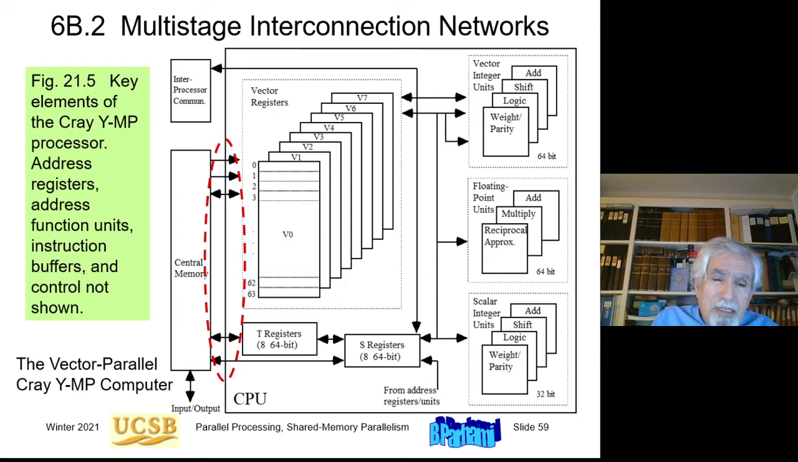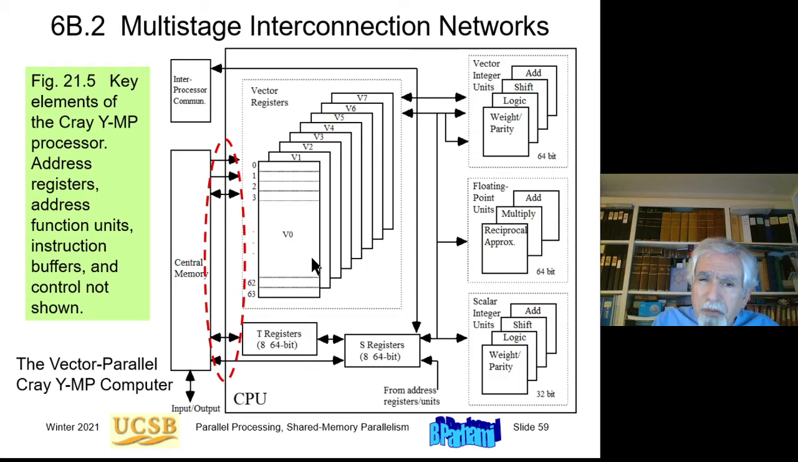Okay, one of the ways that we connect processors to memory modules is through multi-stage interconnection networks. And I'm going to show you an example of a multi-stage interconnection network first before discussing them in greater generality. So, one specific example. That specific example comes from the Cray YMP computer. This is an old computer, but the interconnection network is still interesting and worth discussing.